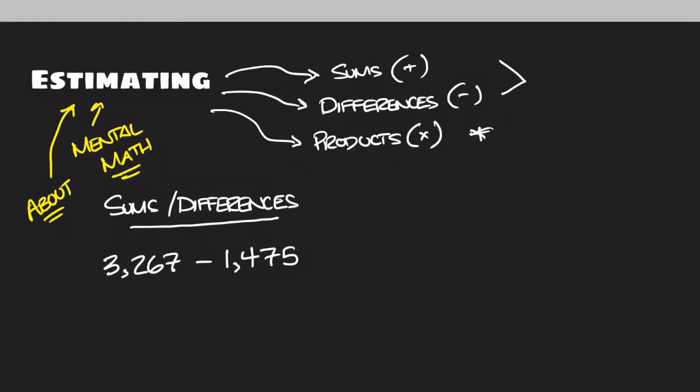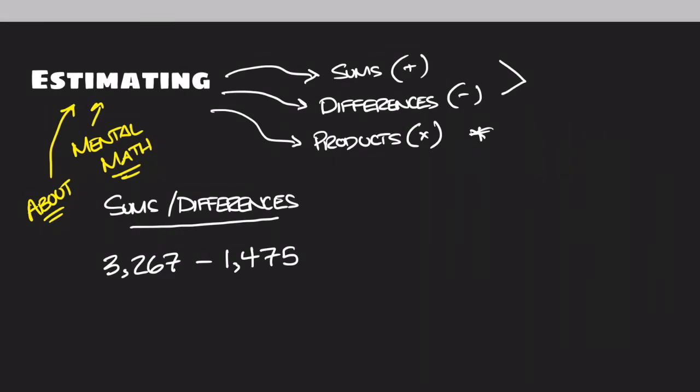For example, let's say hypothetically that I have 3,267 baseball cards, and my son Hagen has 1,475 baseball cards. And I said, well, about how many more baseball cards do I have than my son Hagen? Now, when I say about, I just want a ballpark figure. We're looking at mental math. So I'm going to bring the rounding in, and I need to think through what it would be wise to round these two numbers to.